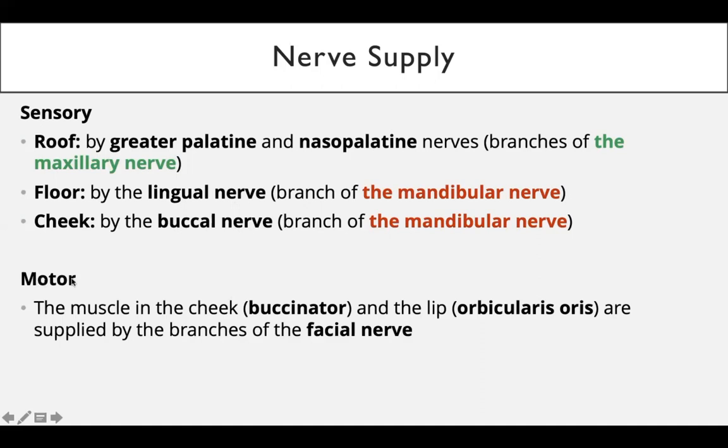Motor. What is motor? Motor is for movement, right? And the muscles responsible for movement in this oral cavity are two muscles: the cheek, buccinator, and the lip, orbicularis oris, right? These are supplied by the facial nerve, the cranial nerve. So motor innervation to the muscles is by the facial nerve. Two important muscles are shown here: buccinator, the cheek muscle, and the lip muscle, orbicularis oris, right?